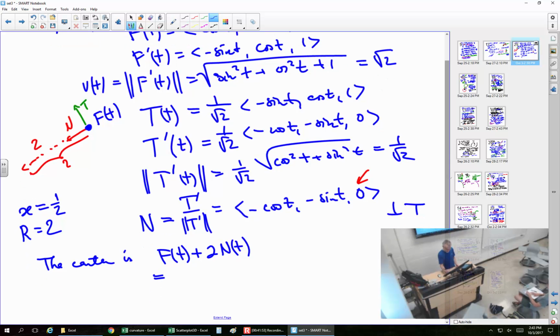So f of t is cosine t, sine t, t, plus twice my normal vector, negative cosine t, negative sine t, 0. Just adding them together, we have negative cosine t, negative sine t, and t.